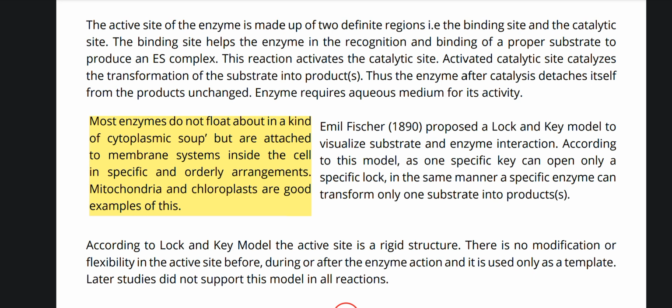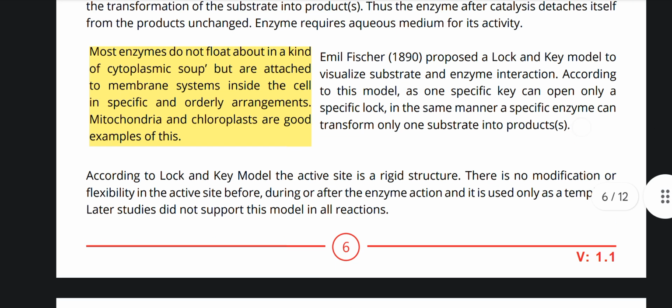Emil Fischer in 1890 produced a lock and key model to visualize substrate and enzyme interaction. According to this model, as one specific key can only open a specific lock, in the same manner a specific enzyme can transform only one substrate into products.